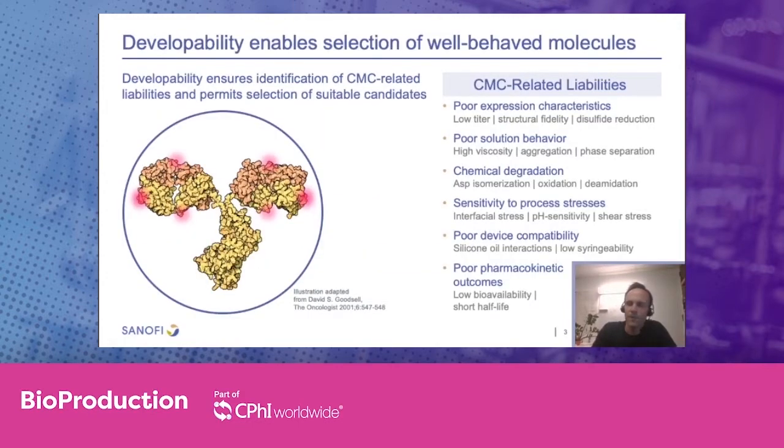Developability is a word that has different meanings in different contexts. For the sake of this presentation, we'll refer to it as the mechanism that we use to select the molecule to bring into clinical development based on its CMC-related properties. This has become such an important activity because there are so many different liabilities that can be encountered along the way. These can range from poor expression characteristics to low chemical or physical stability, sensitivity to process-related stresses, poor compatibility with process components or delivery device components, and poor in vivo outcomes as well.